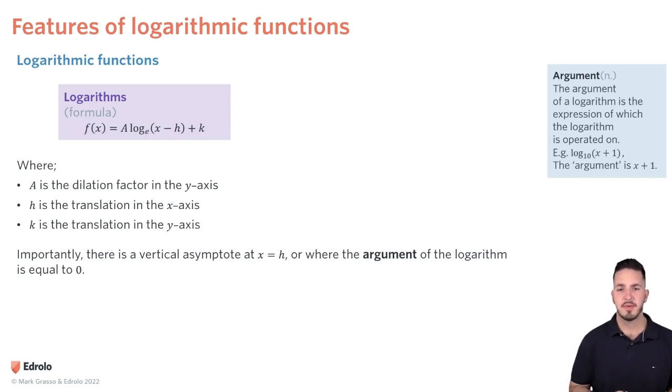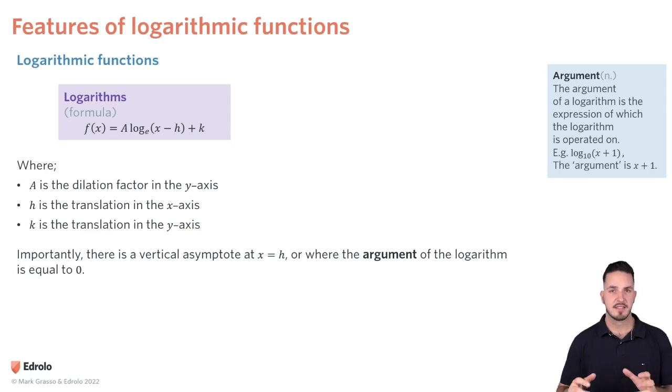So importantly, we have to remember for logarithmic functions that there is a vertical asymptote at x equals h, or where the argument of the logarithm is equal to 0. So you can basically solve that inequality of the argument for it to be equal to 0 or greater than 0. The argument of a logarithm is the expression on which the logarithm is operated. So for example, if we had log 10 of x plus 1, the argument is x plus 1. Or if it's easy to remember, it's just whatever is inside the brackets of a logarithm.